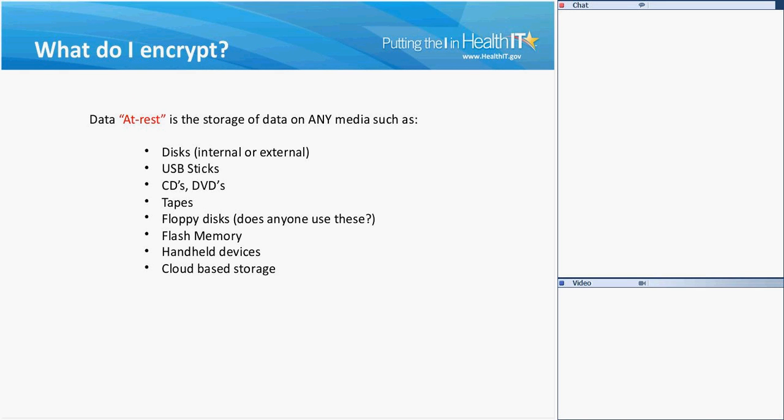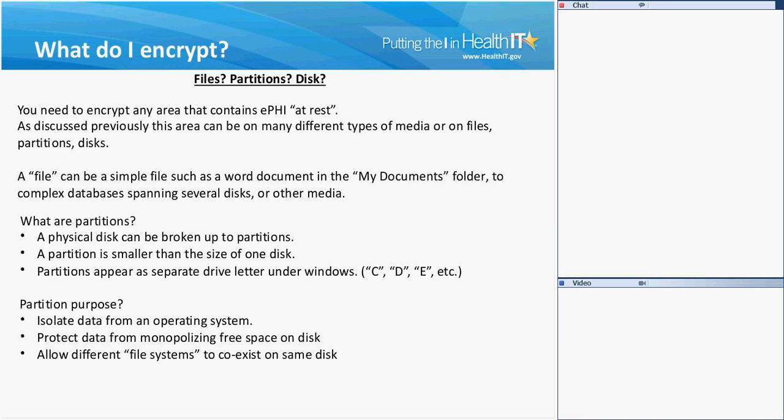Data at rest is the storage of any data on any media, such as disks, whether internal or external, USB sticks, CDs, DVDs, tapes, floppy disks. I don't know if anyone uses these anymore, but also flash memory, handheld devices, and even cloud-based storage. This is a big thing that people are using. It's just a big marketing term for putting your data on someone else's server. So if you're doing cloud-based storage, it all has to be encrypted sitting up there.